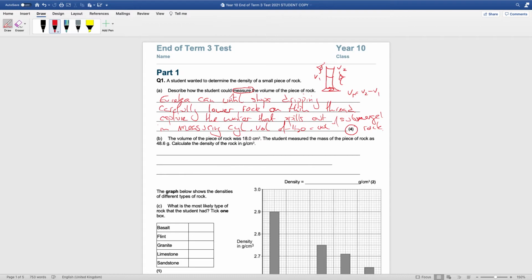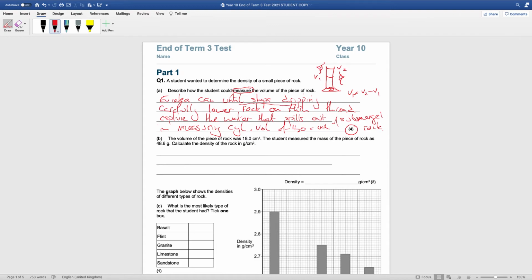Now, it's not clear from this question what level of detail you need. The idea of the eye being level with the bottom of the meniscus, the idea of the Eureka can stopping dripping. I would also, if I was you, be talking about the can being on a level surface. Carefully lowering the rock in on a thin thread, carefully lowering so you don't spill any, thin thread, so the volume of the thread does not significantly affect the value of the volume that you measure.